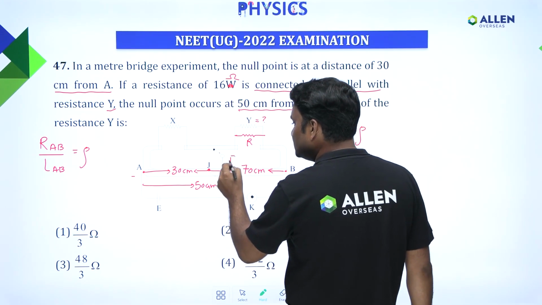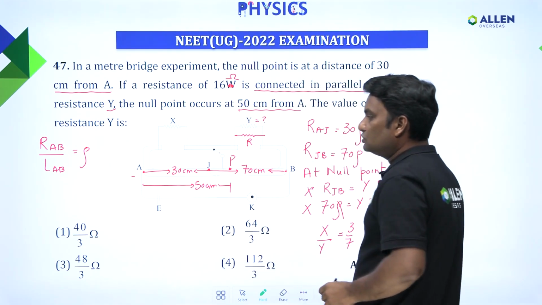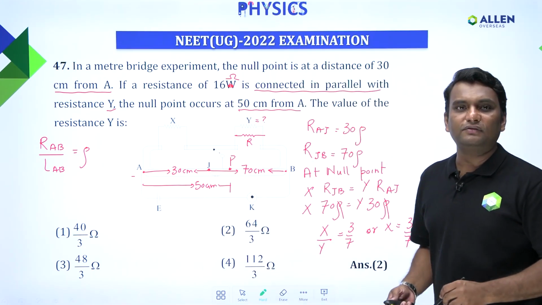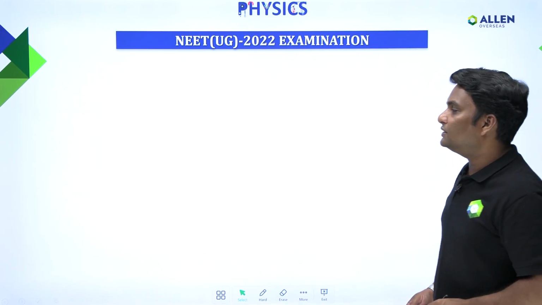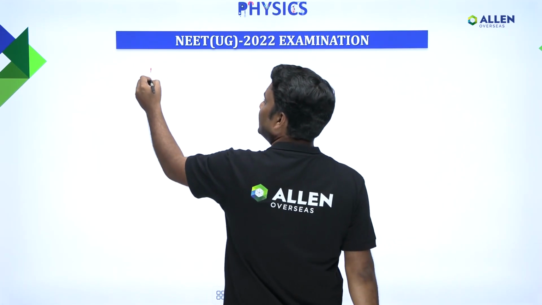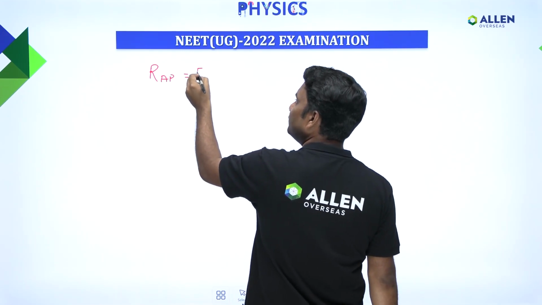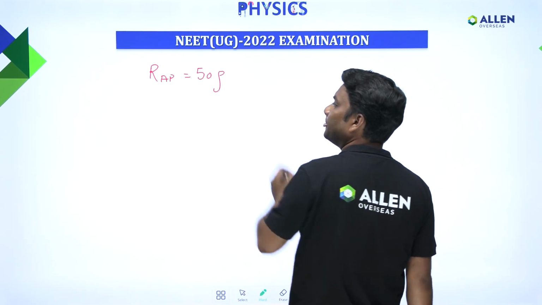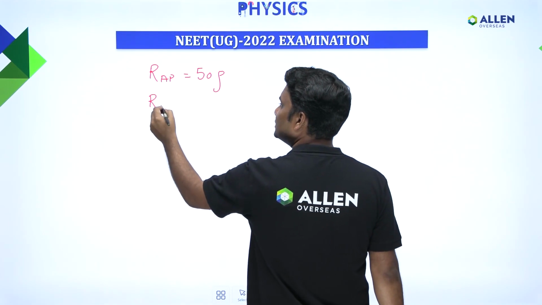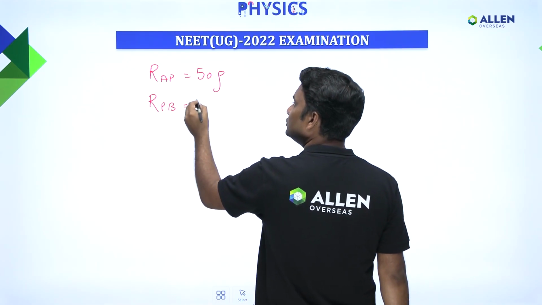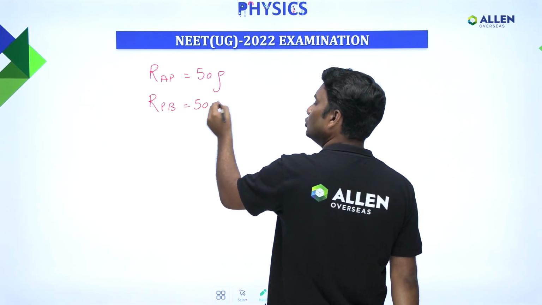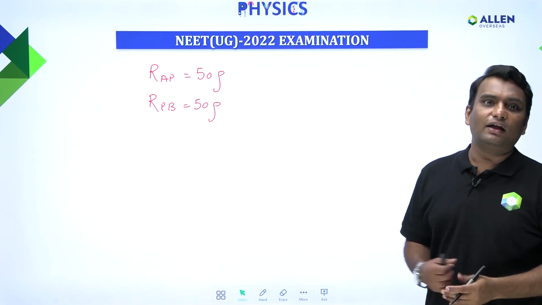Let's say this is the new balancing point P. Okay, so let's discuss the remaining part of the question in the next slide. So here in that case what is happening? In that case I can say resistance RAP is going to be 50 into rho, and resistance PB is also going to be equal to 50 into rho. Okay, sir. We got the value of resistance.